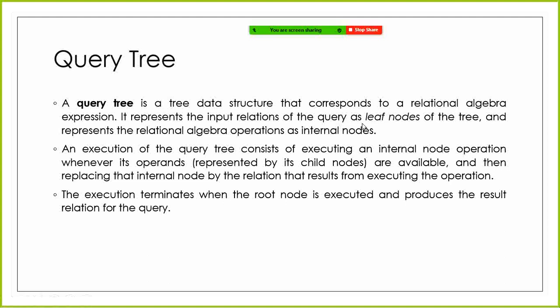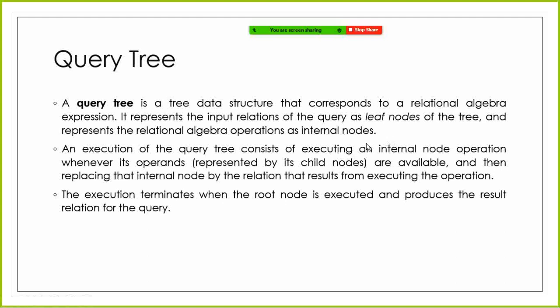operation as internal nodes. An execution of the query tree consists of executing an internal node operation whenever its operands represented by its child nodes are available, and then replacing that internal node by the relation that results from executing the operation. Actually, query tree executes an internal node operation, which is a relational algebra operation, whenever its child nodes, which are the relations or the leaf nodes, are available.